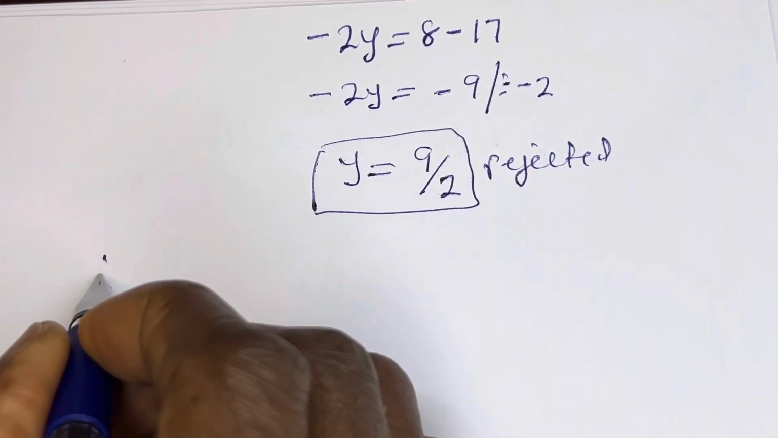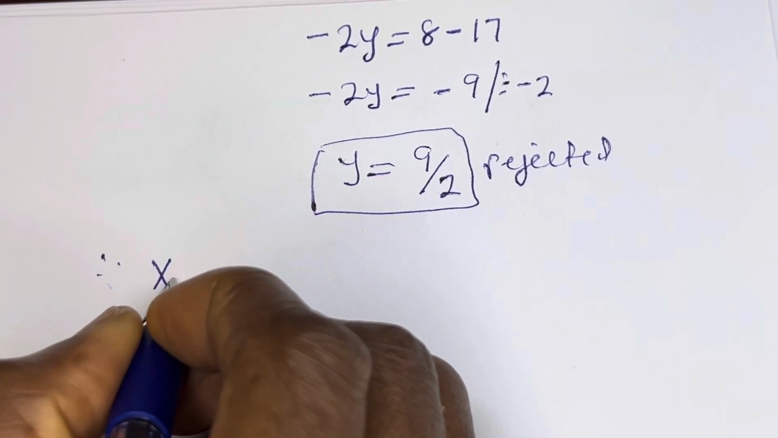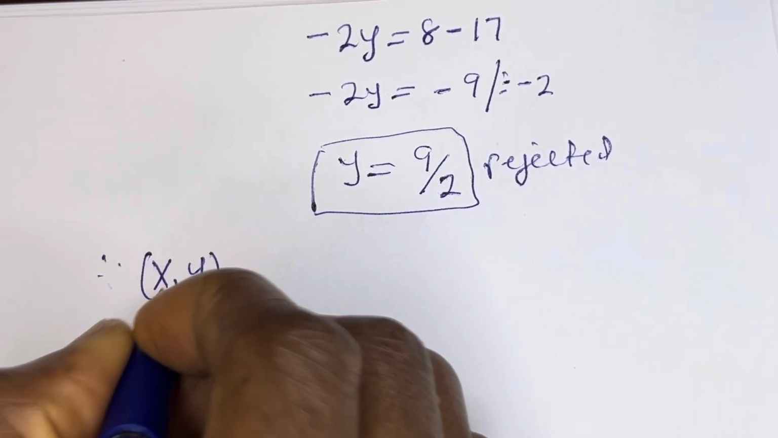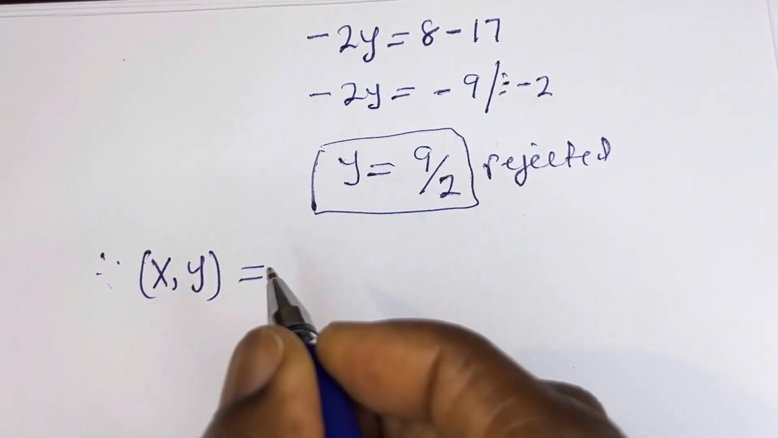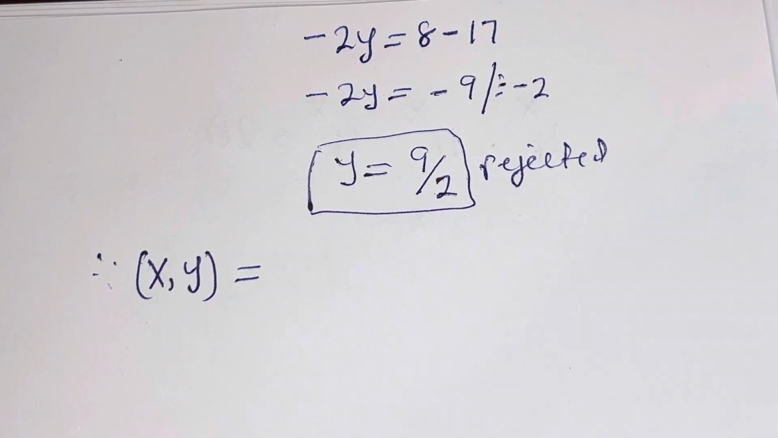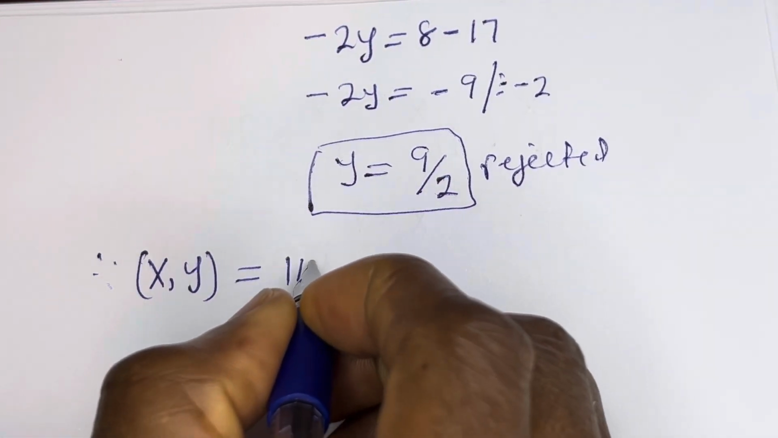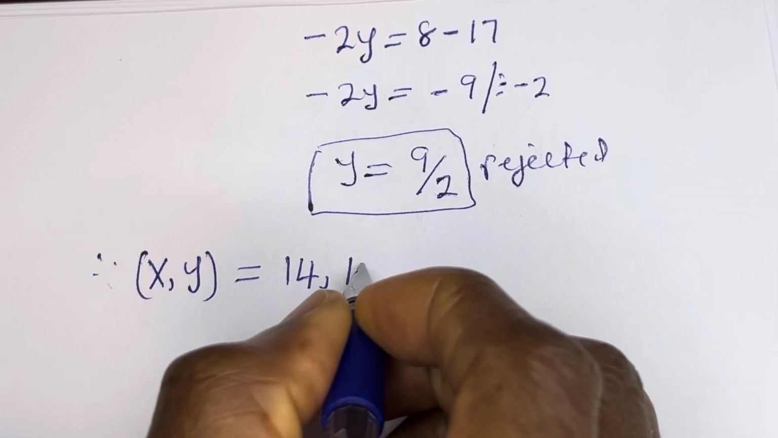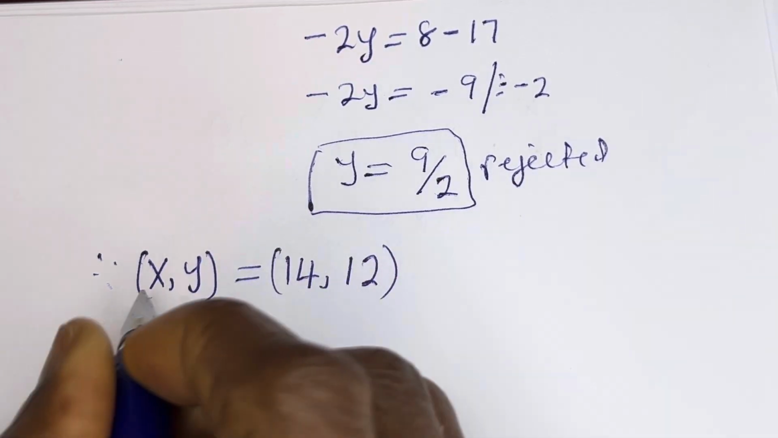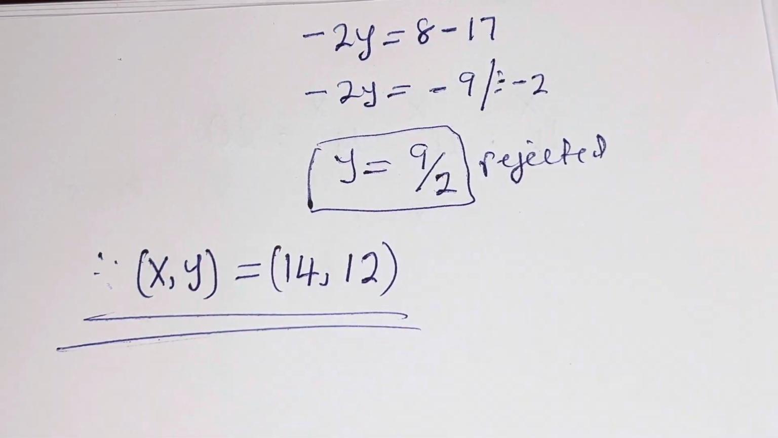Therefore, our final answer, (x, y) is equal to (14, 12). This is the final answer.